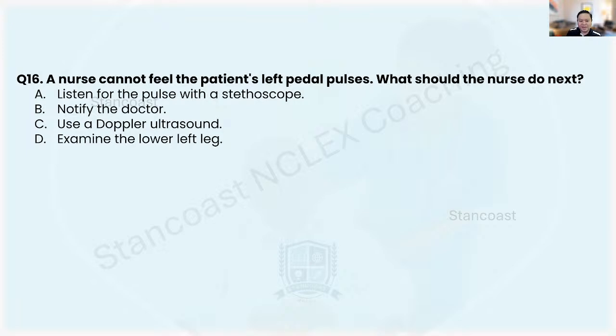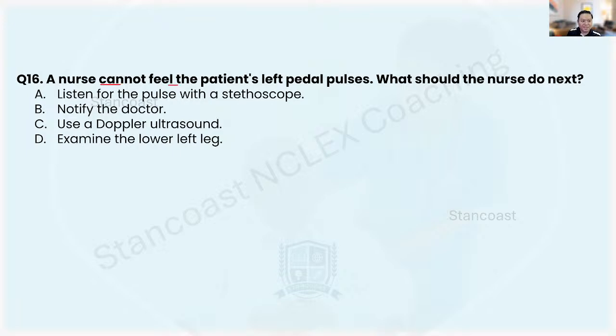A nurse cannot feel the patient's left pedal pulses. What should the nurse do next? A, listen for the pulse with a stethoscope. B, notify the doctor. C, use a Doppler ultrasound. D, examine the lower left leg.